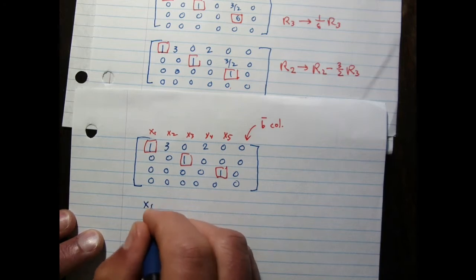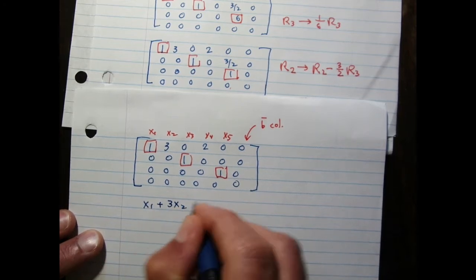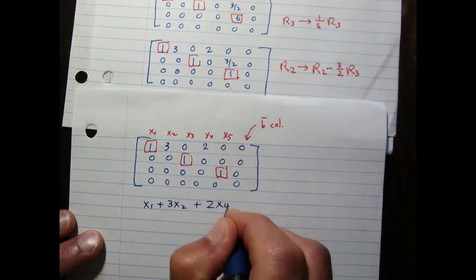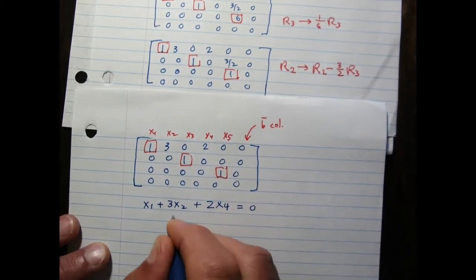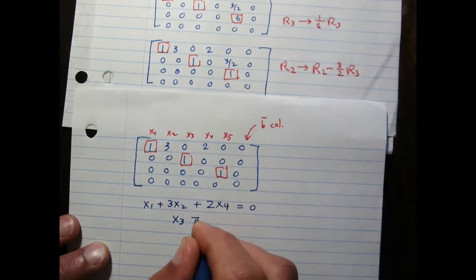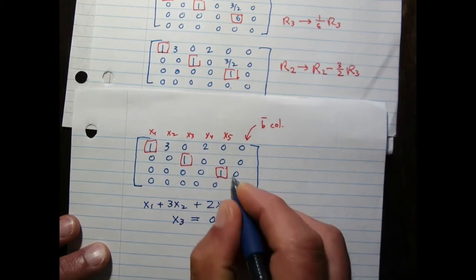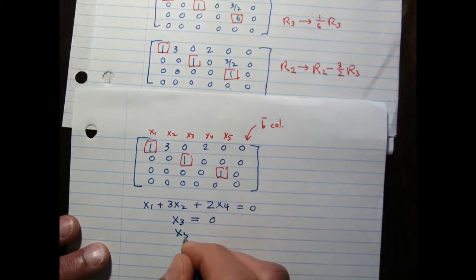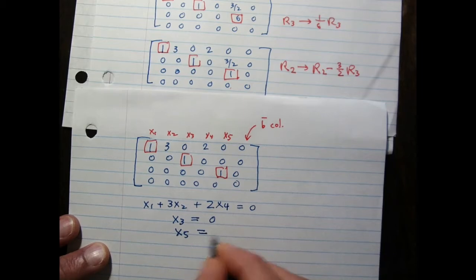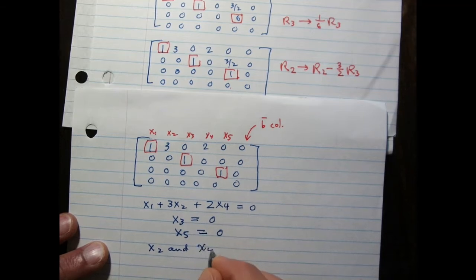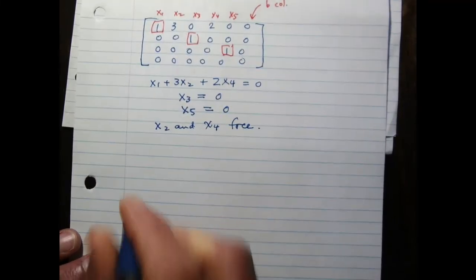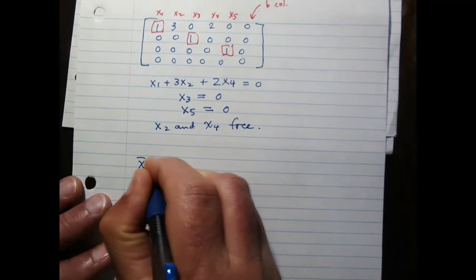I have x1 plus 3x2 plus 2x4 equals 0. I have x3 equals 0. I have x5 equals 0. And I have x2 and x4 are free. Okay. Now let's express our solution in vector form.